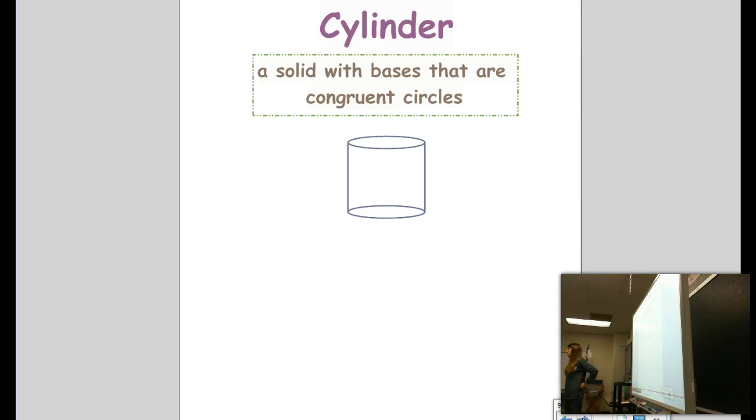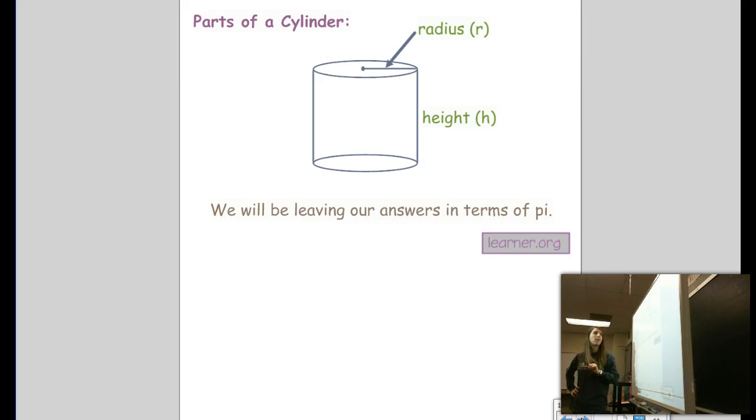Cylinder? No, can't be a square. By definition, a cylinder has bases that are congruent circles. Always. In your notes, is there a blank for it? No. Okay, then don't write it.